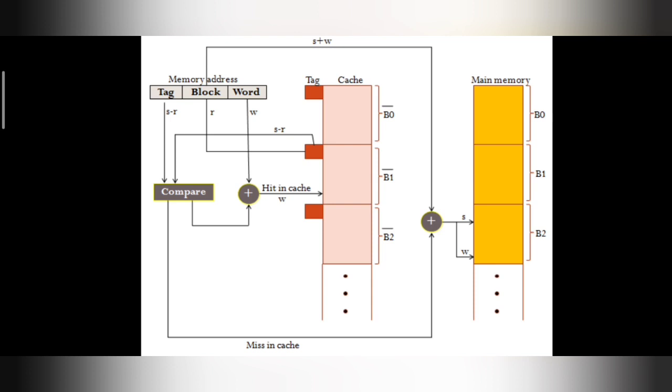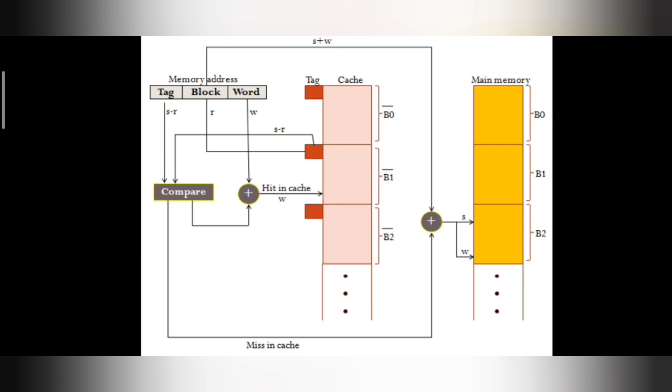Fine. Now as you can see, my memory address is divided into three parts. But before I discuss those three parts, let me also tell you this memory address is made up of S plus W bits. So first understand what S plus W bits are. Well, my S bits are going to specify the block address within the main memory and W bits are going to specify the word offset within that block.